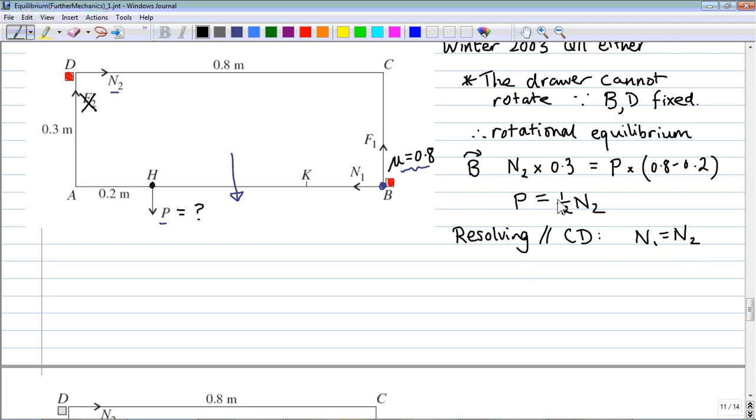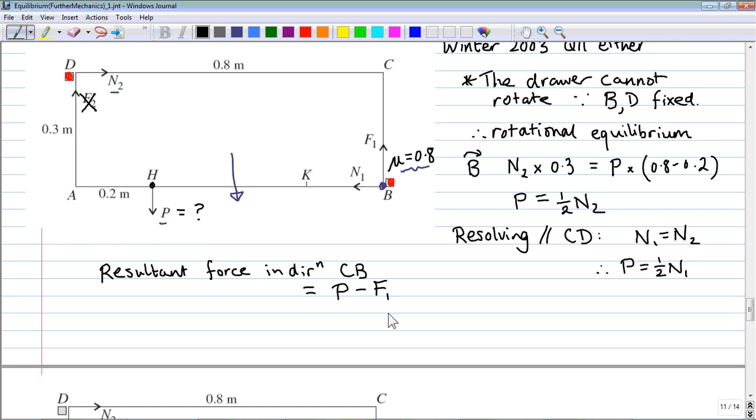Okay, well, substituting that in the previous equation, then I can note that P is equal to half of N1. So resultant force in the direction we want to see if motion is possible down the page. So that direction is CB. So resultant force in the direction CB is equal to P minus F1.